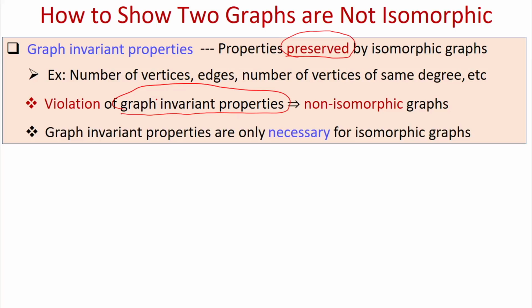However, the graph invariant properties are only a necessary condition for the existence of an isomorphism. And we don't have an exhaustive list of graph invariant properties. We don't have a list of properties such that if those properties are preserved in both graph G1 and G2, then you can declare that the two graphs are isomorphic. Unfortunately, we don't have such graph invariant properties.